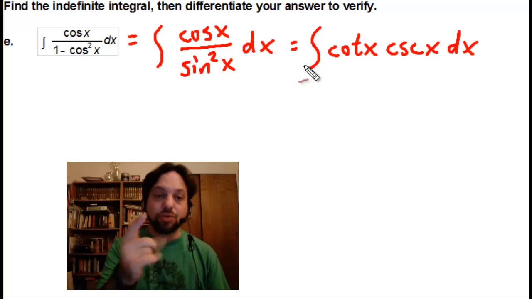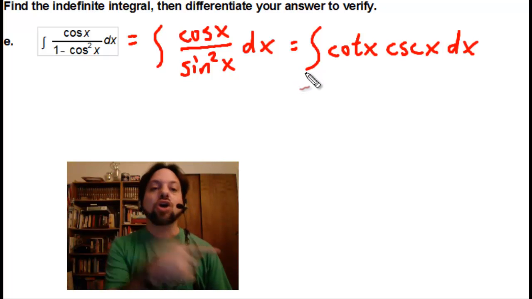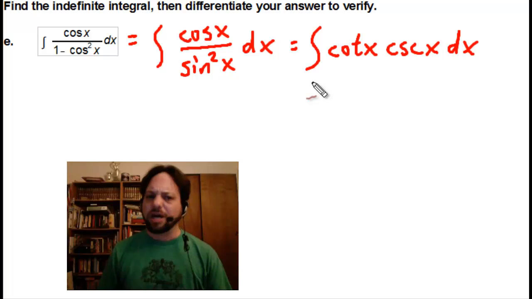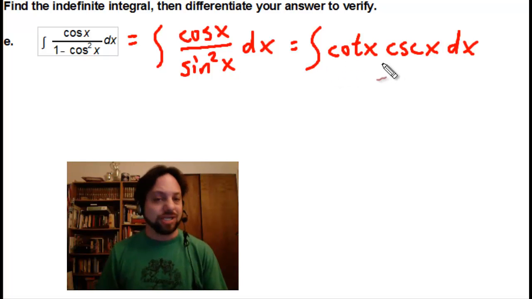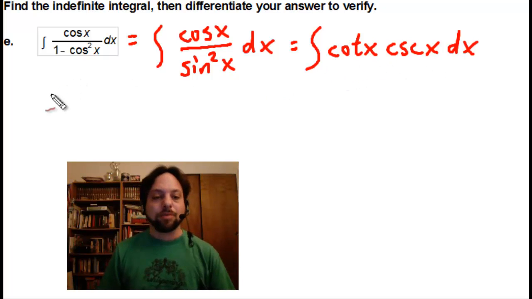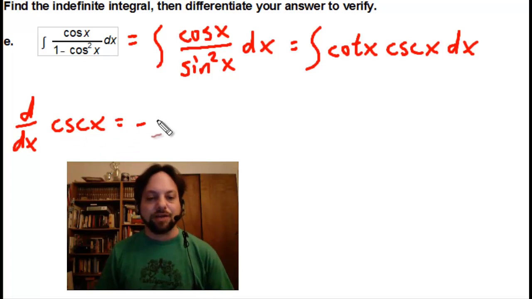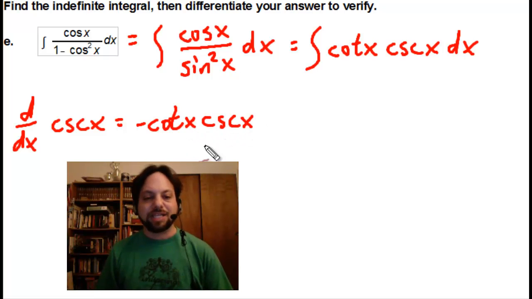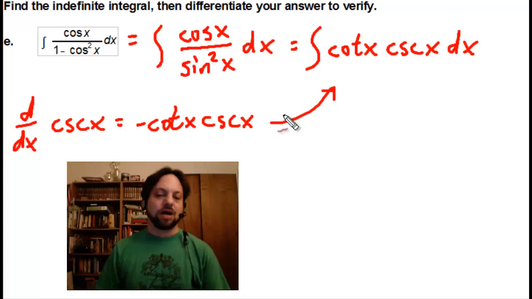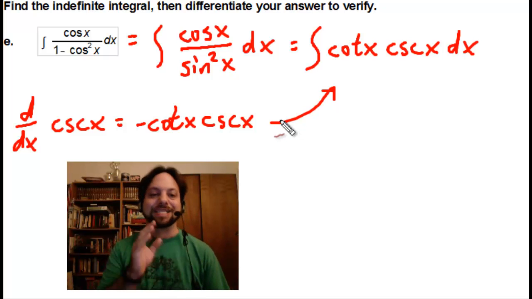Does that look familiar to you? It should. And if it doesn't, go back and look at your chapter 3 notes. Somewhere in there, we handled derivatives of some trig function that resulted in something that looked kind of like this. If you don't remember what it is, let me go ahead and refresh you real quick. If you recall, the derivative of cosecant x was actually negative cotangent x cosecant x. Now, is that the same as what we have here? Clearly, you can see it's very similar, but not exactly the same.